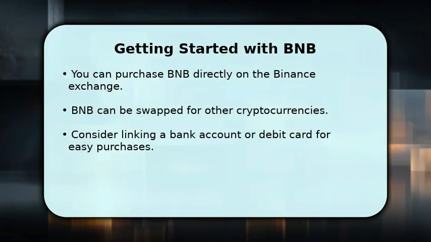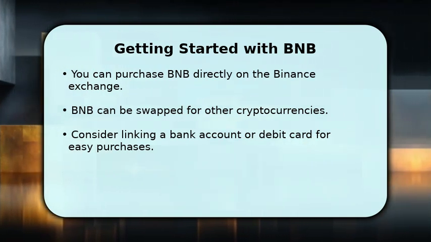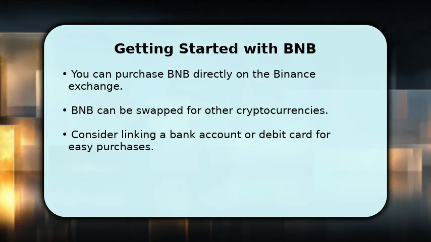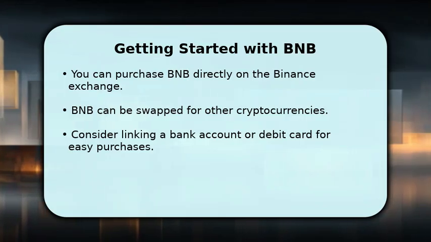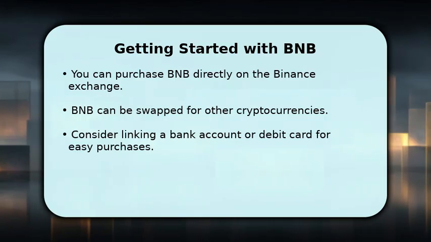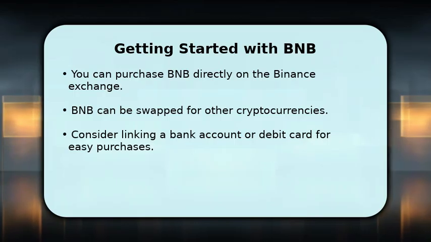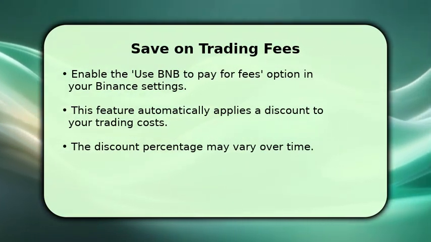Acquiring Binance Coin is straightforward. The easiest method is to buy it directly on the Binance exchange using fiat currency, like US dollars, or by swapping it with other cryptocurrencies you already hold. You can link your bank account or a debit card to your Binance account for quick and convenient purchases, making the process very accessible.